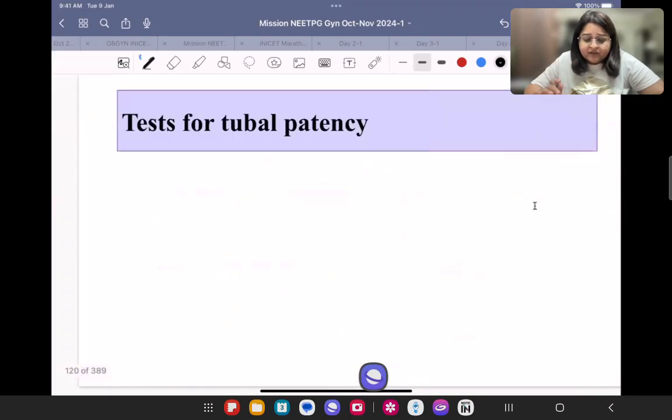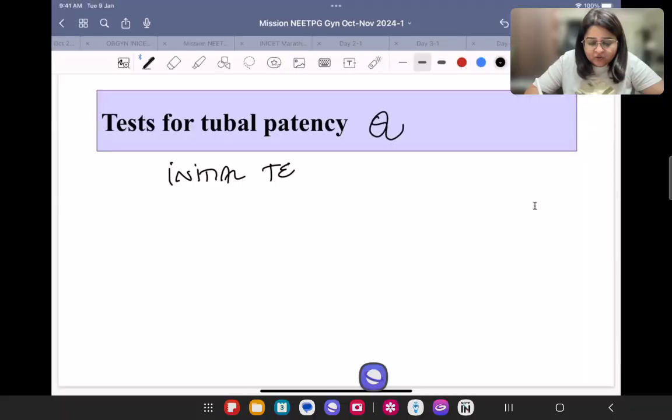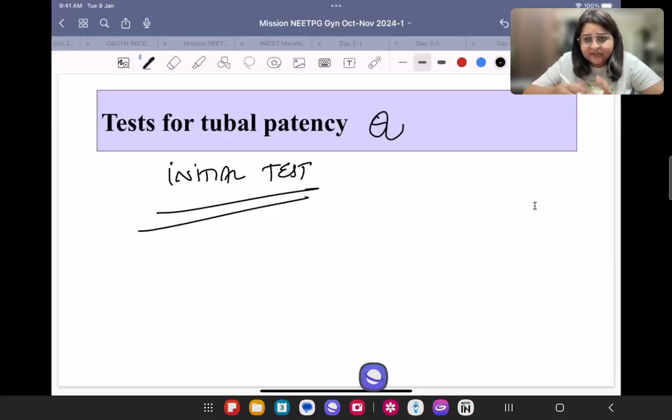ठीक है? Now coming to tests for tubal patency, this very often comes as a question. It came in this year's NEET PG also. What are the tests for tubal patency? So the initial test, the test which we advise all our patients to undergo when they come for infertility, is a hysterosalpingography. Why is AMH high in PCOS? Because when we discuss PCOS, you'll understand you have more number of follicles. Okay. HSG is the initial test, but it's not the best test. The initial test is HSG.